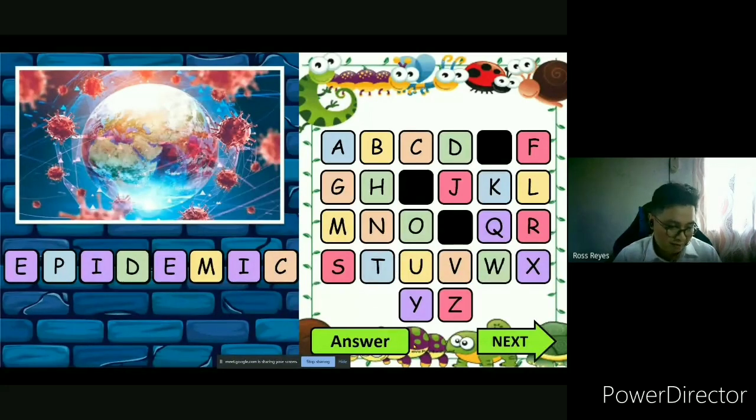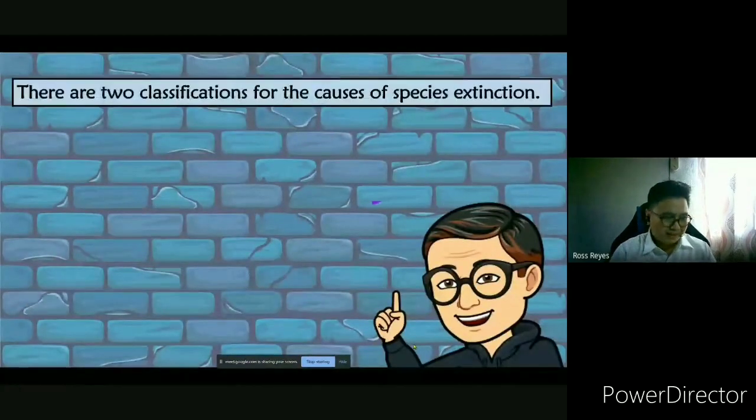However, when we say pandemic, what we are experiencing right now is pandemic. Pandemic is in a global scale. Epidemic is just in community level and pandemic in a global scale. If the disease is only in one country alone, that is just an epidemic. If the disease spreads from one country to another and affects the entire Earth or global level, it is pandemic already. Now, moving on, there are two classifications for the causes of species extinction.